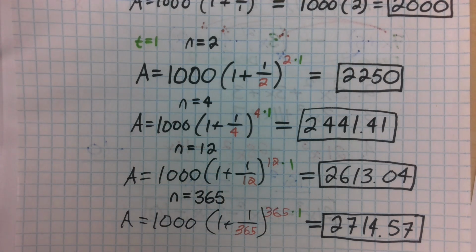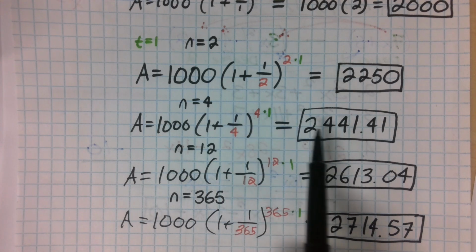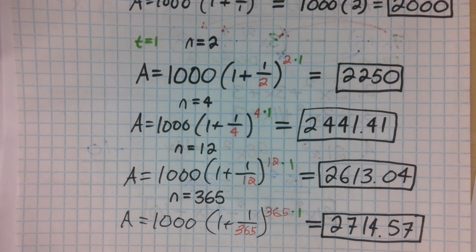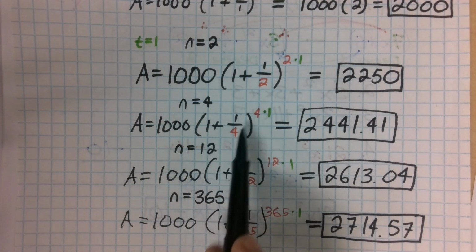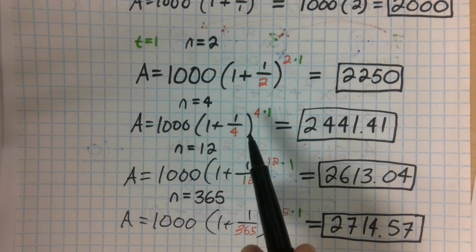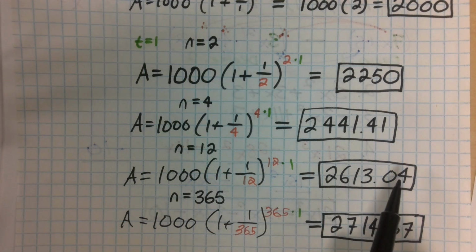How'd you do? If we compounded this interest account 4 times a year, we'd get a total of $2,441.41. Because again, they're adding money to our account 4 times a year as opposed to all in one burst, so we're getting interest based off of that interest. At 12 times a year, it boosts up to $2,613.04. And at 365 times a year, every single day, it goes up to $2,714.57. Hang on a minute.